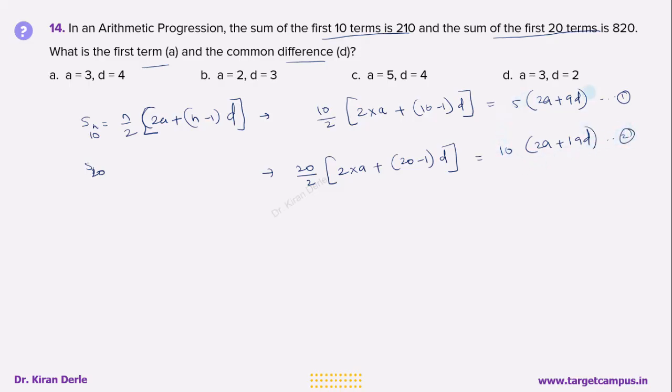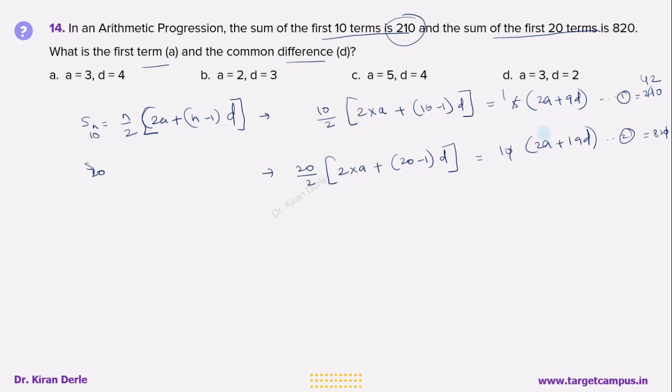So we have two terms here. What we can do, this is equal to what? The sum is already given to us, no? Sum of first 10 terms is 210. So this is equal to 210 and this is equal to 820. Fine. So I can just divide this: 5 4 20, 5 2 is 10, 40, 82.